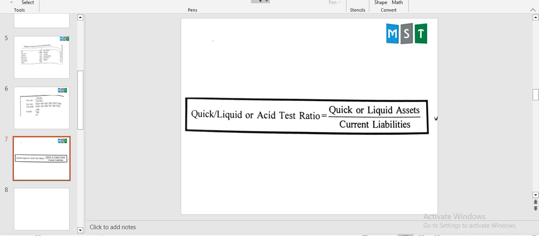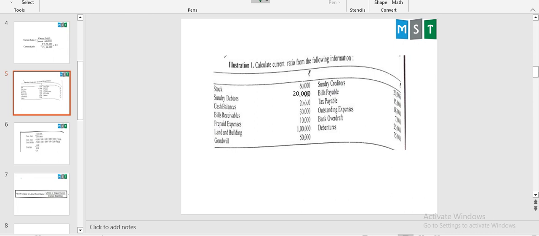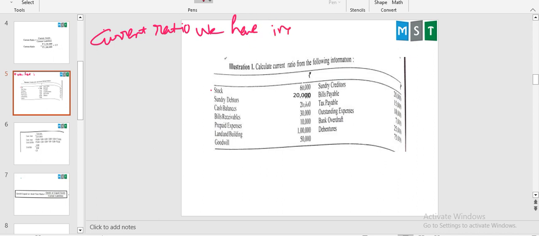In this session we are going to discuss about acid test ratio or quick test ratio. In this, the difference between current ratio and acid test ratio is very simple. In the current ratio we have included stock and prepaid expenses. Listen to it carefully: in the current ratio we have included stock and prepaid expenses.